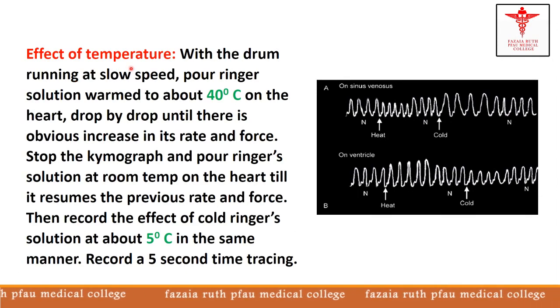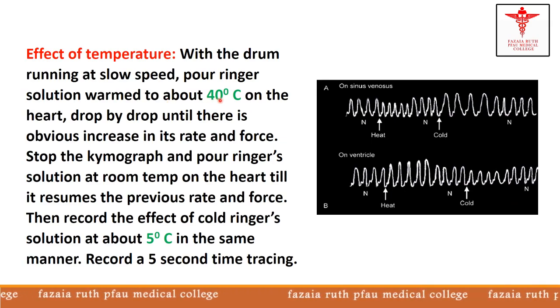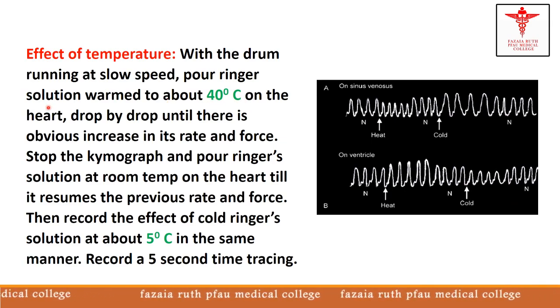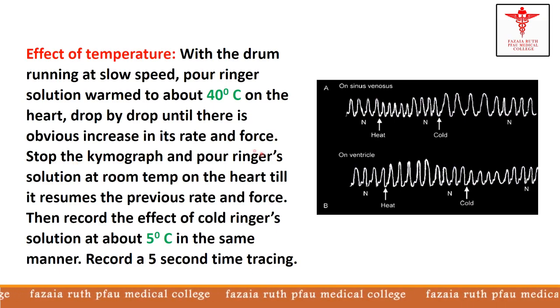Now come to the effect of temperature. With the drum running at slow speed, pour Ringer's solution, which is warm to about 40 degrees centigrade, on the heart, drop by drop until there is obvious increase in its rate and force. Stop the kymograph and pour Ringer's solution at room temperature on the heart till it resumes the previous rate and force.